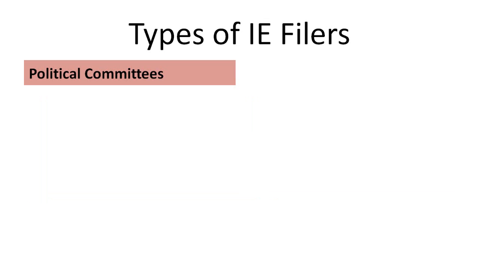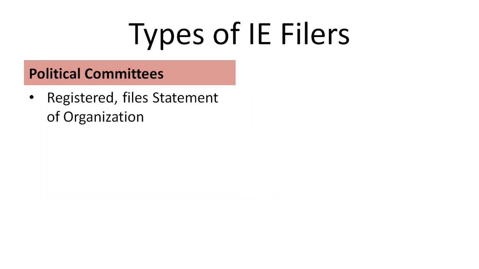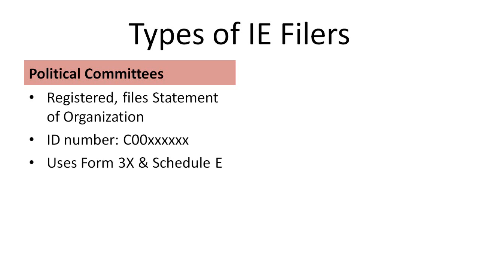The first type is a political committee. This is a committee registered with the FEC, such as a political action committee or party committee. These committees file a statement of organization, are given a C00 ID number, file on the Form 3X and Schedule E, and their independent expenditure reporting requirements are listed in part under Section 104.4 of the FEC's regulations.